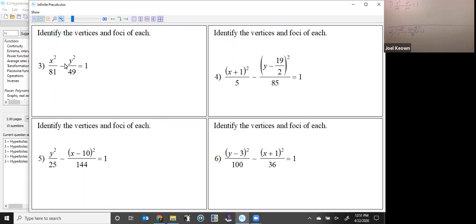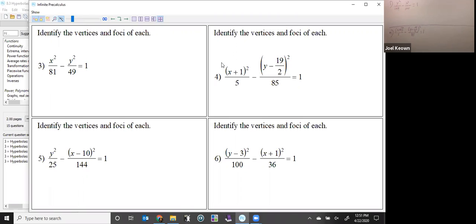First thing is this little plus sign. Oh, sorry, the plus sign that I used to see for ellipses is now a minus sign. That's what gives away a hyperbola. It's a minus sign instead of a plus sign. Okay?